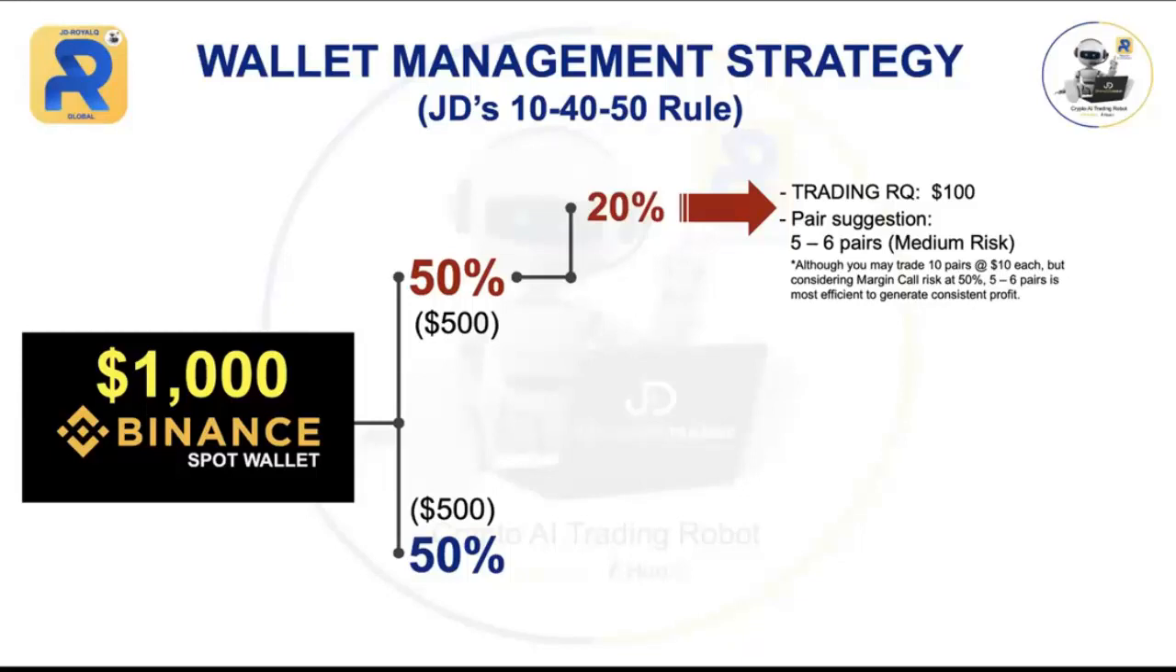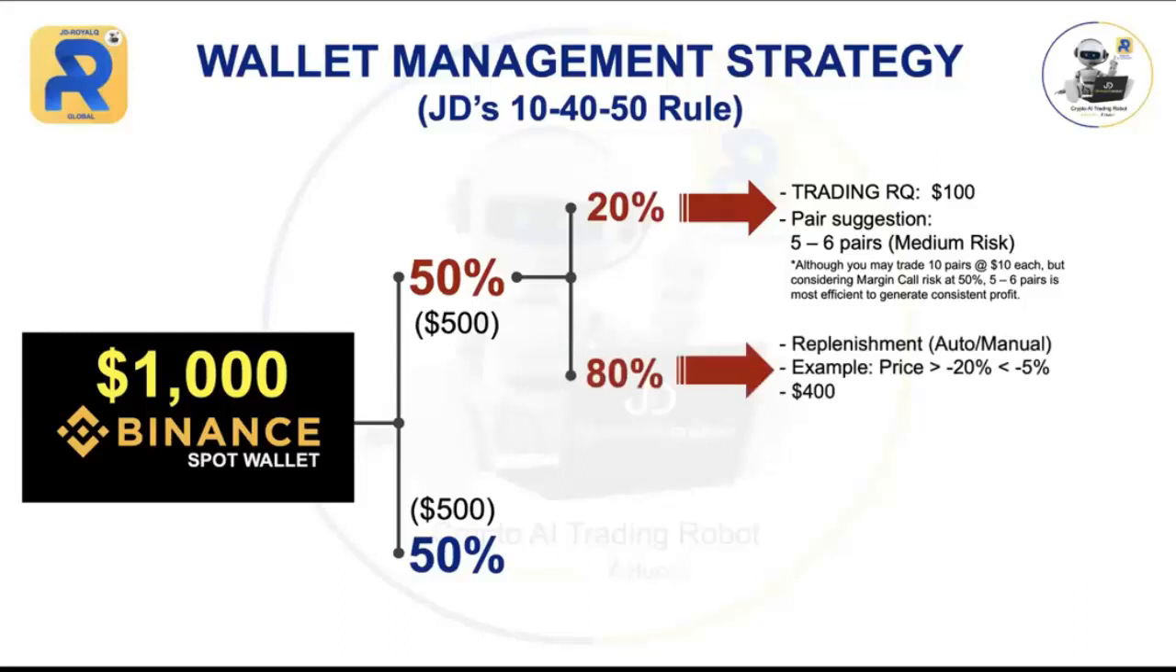So if I have $1,000 in my spot wallet, I only allocate 50%, 50-50. From that 50%, I allocate 20% for my trading. And that 20% is just $100 from 500. So I can select about 5 to 6 pairs to trade. Now, what happens to the 80% of that 500, which is $400? That will be used for replenishment. So in the event the market goes against me, the system will automatically replenish. Can you see that?